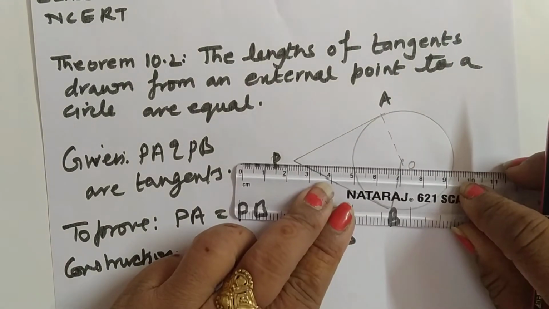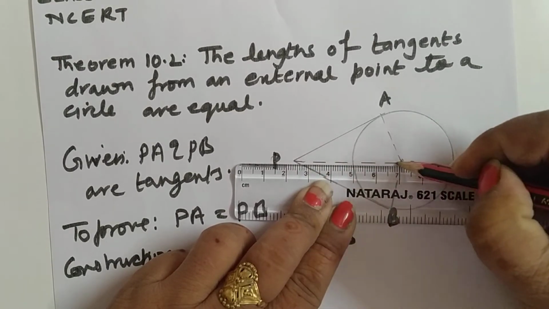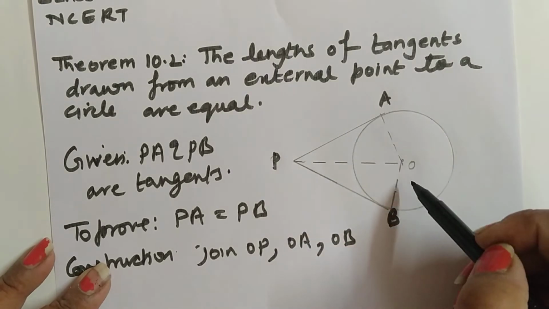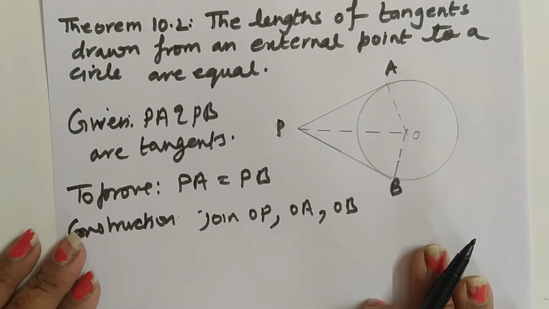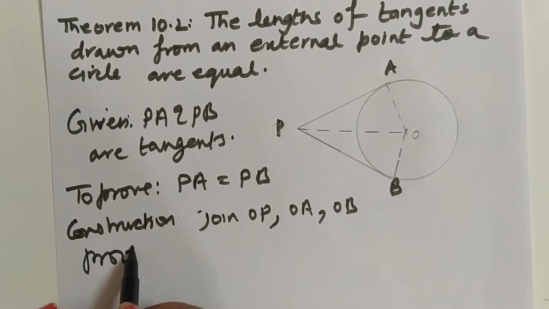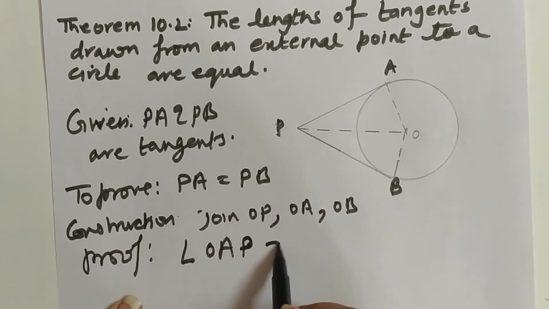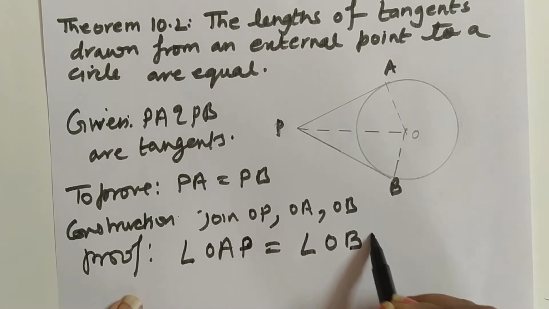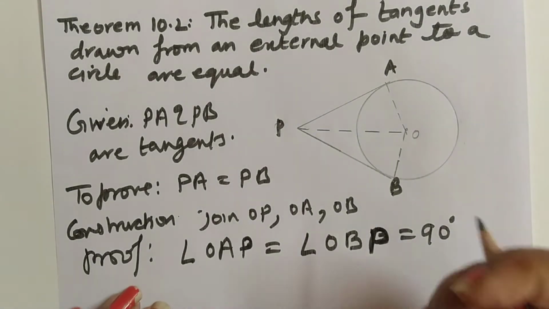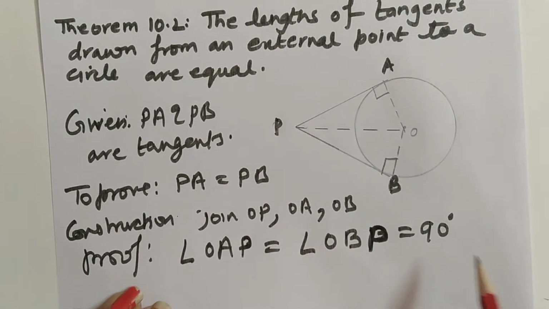I hope it is clear. So now we have joined OP, OA and OB. Now, since we know that angle OAP is equal to angle OBP, that is equal to 90 degrees. See this angle and this angle, both are 90 degrees.